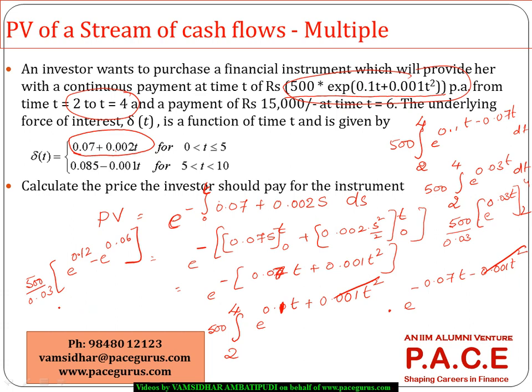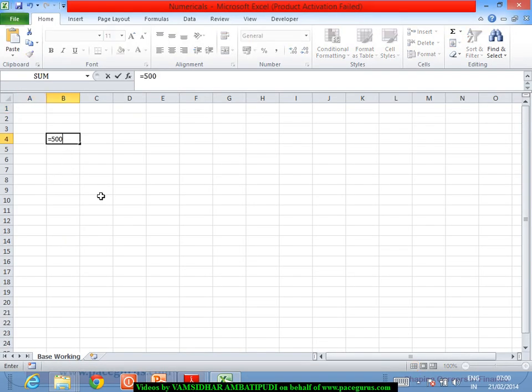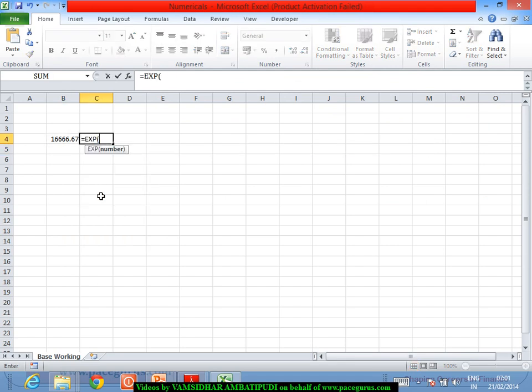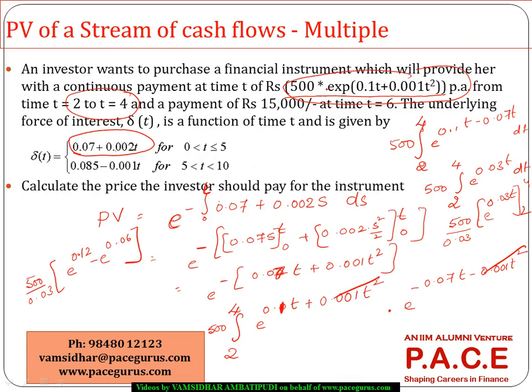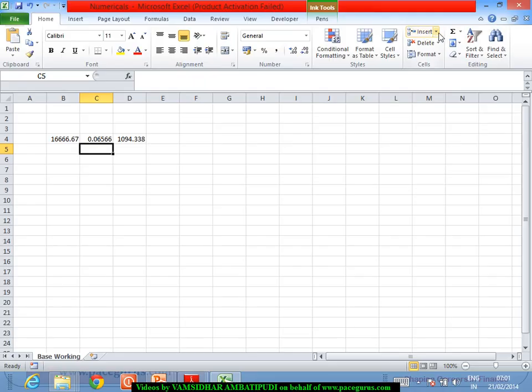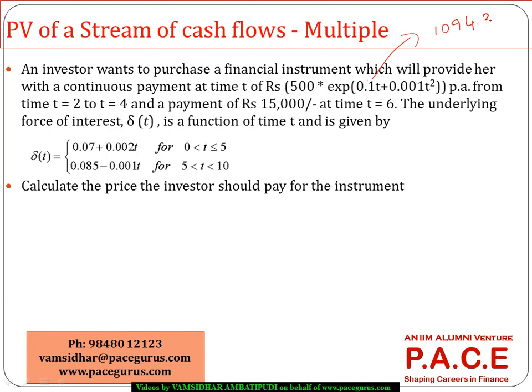Just taking those calculations, 500 by 0.03 gives this much, and e power 0.12 minus e power 0.06 gives that value. Overall it comes out to this number multiplied by this number, which works out to 1094.338. So the present value of this first part is 1094.34.